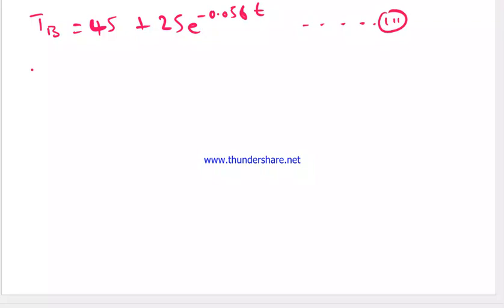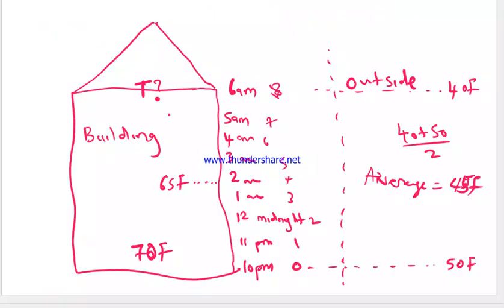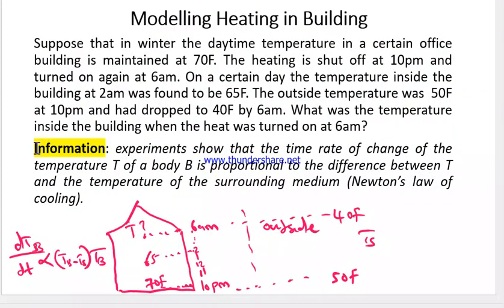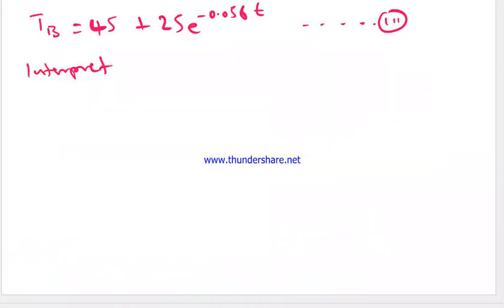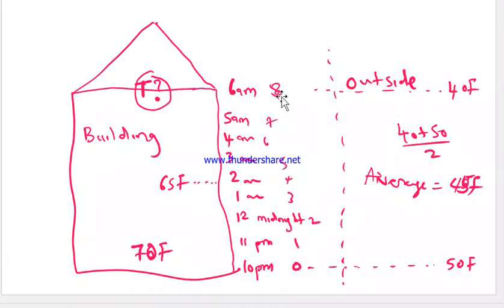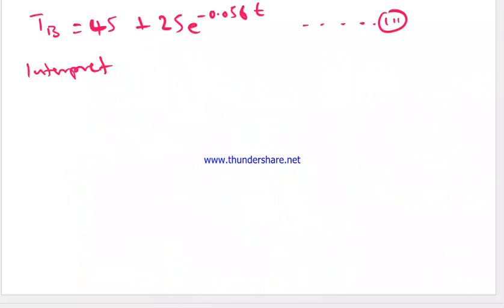So the last stage is now to interpret or apply. You remember the question. What was the question? The question asked us to find T at 6 a.m., and that was what was stated here. What was the temperature inside the building when the heat was turned on at 6 a.m.? So at 6 a.m., what was the time index then? That will be our 8th hour.